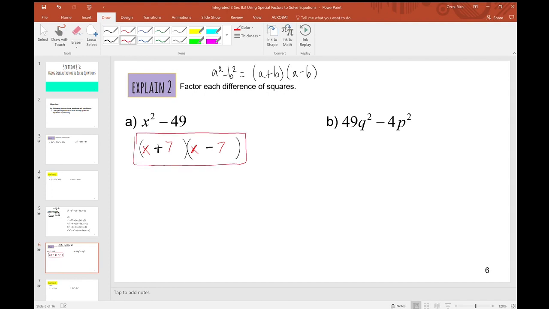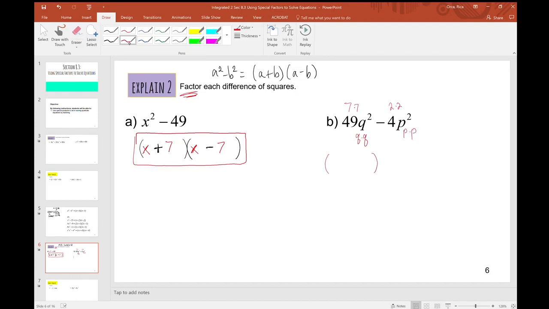If it asks us to factor, then that means that we're not solving for x, so we're not using the zero product property. Let's look at part B. We have 49q squared minus 4p squared. This is a difference of squares because 49 is 7 times 7, and q squared is a perfect square because q squared is q times q. 4 is a perfect square because 4 is 2 times 2. And p squared is a perfect square because that's p times p.